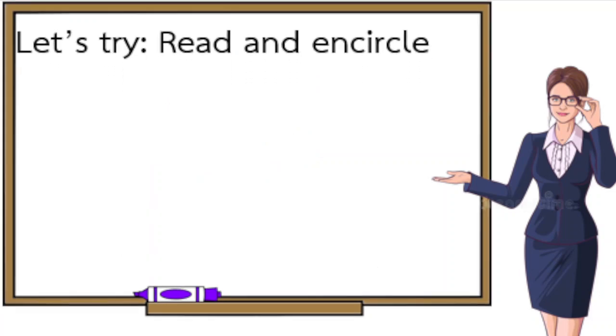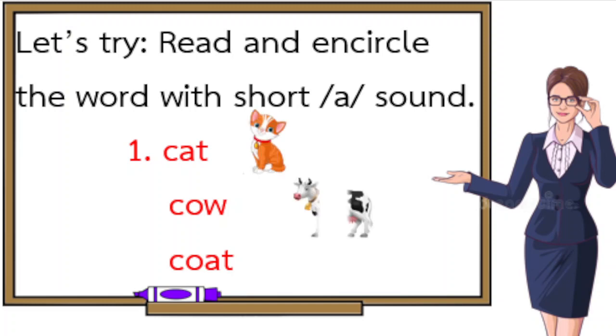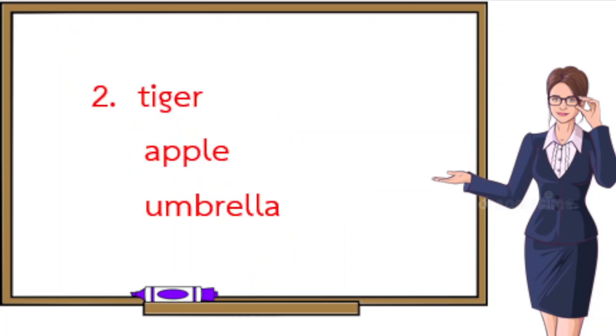Let's try. Read and encircle the word with the short a sound. Number one, the first words are cat, cow, and coat. Okay, so what do you think is the correct answer here? Cat, cow, and coat. Okay, cat. Very good.